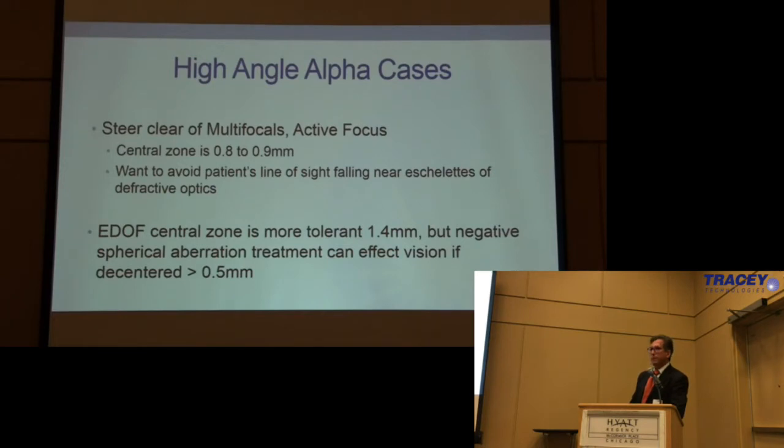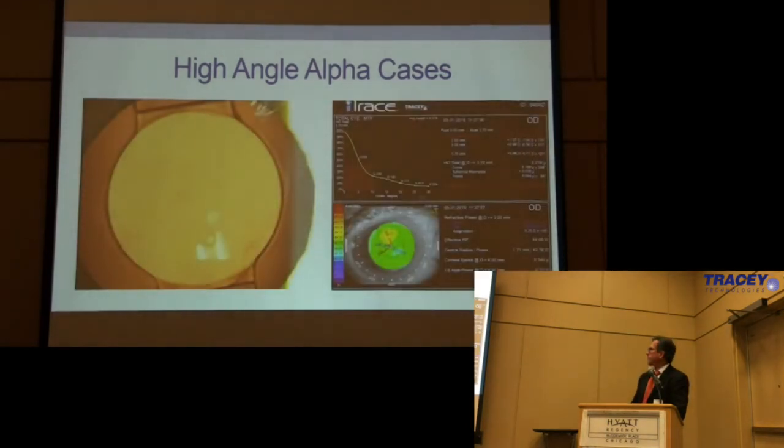With EDOF lenses, you do have more tolerance. The central zone is actually 1.4 millimeters, but this lens uses some negative spherical aberration, and with negative spherical aberration lenses, you also have to be a little careful about centration, because if you get off by 0.5 millimeter, you're going to wind up with some degradation of vision.